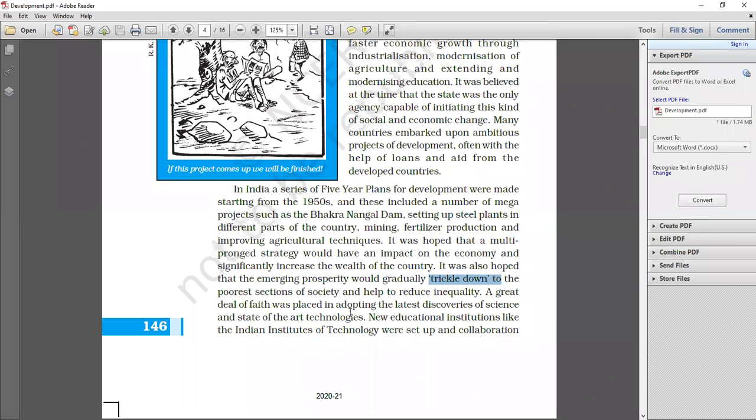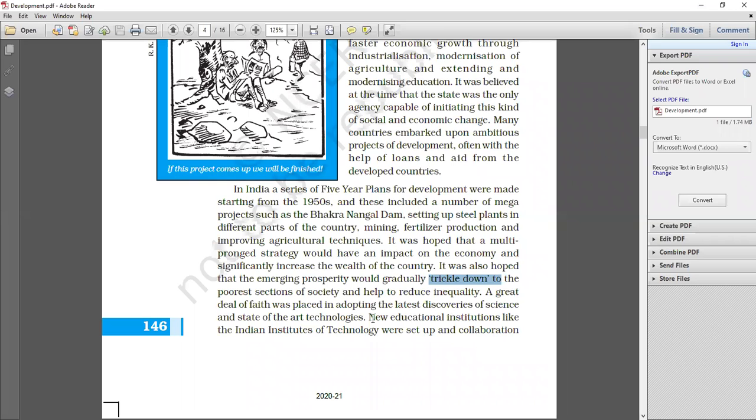So a great deal of faith was placed in adopting the latest discoveries of science and state of art technologies. Many challenges were seen. Our government was so much in the faith of the discoveries of science and the state of the art technologies, and on the same side they were facing challenges in adopting these discoveries. Okay, because it is not easy for the state or people of India to make themselves comfortable in the new discoveries.